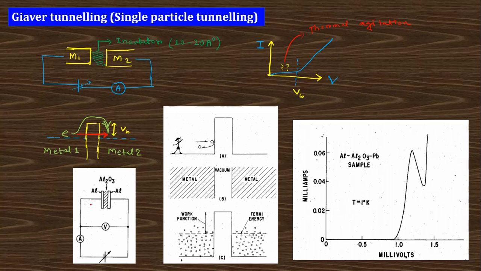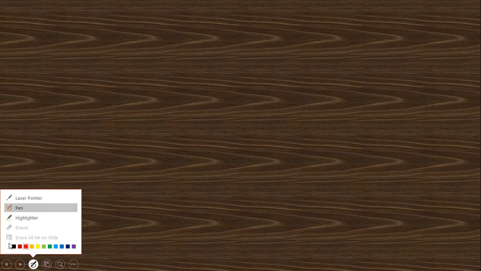Right. Now, if we make one side of this metal a superconductor, and the other side is a metal, then what happens? This is an insulator in between. So then what happens in the energy band diagram?